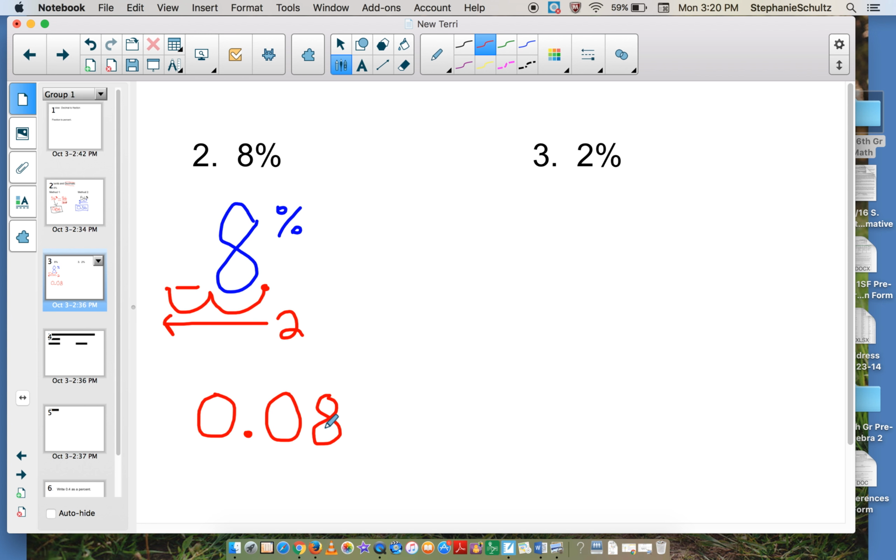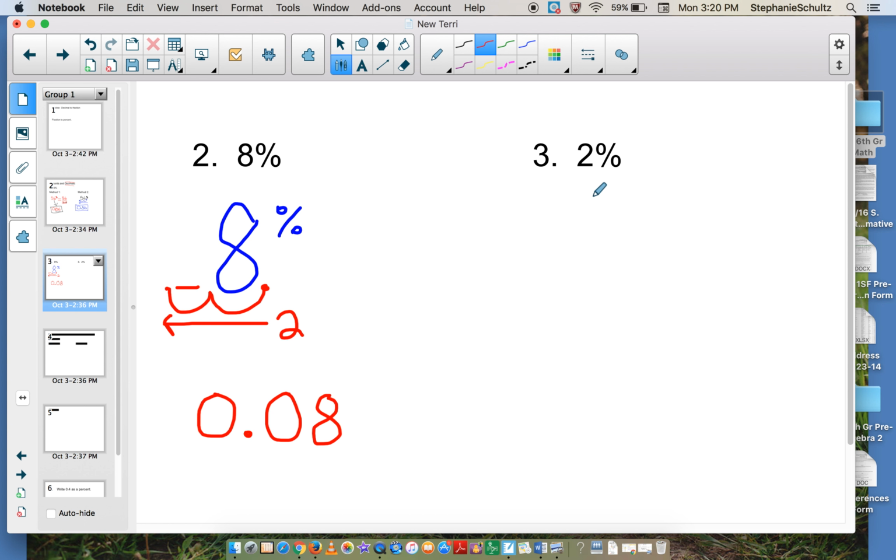That's really important, that we understand that 8% is 0.08. Why is that super important? Because if it said 0.8, that would be like 80%. Getting an 8% on something is a whole lot different than getting an 80% on something. So we have to keep that in mind.